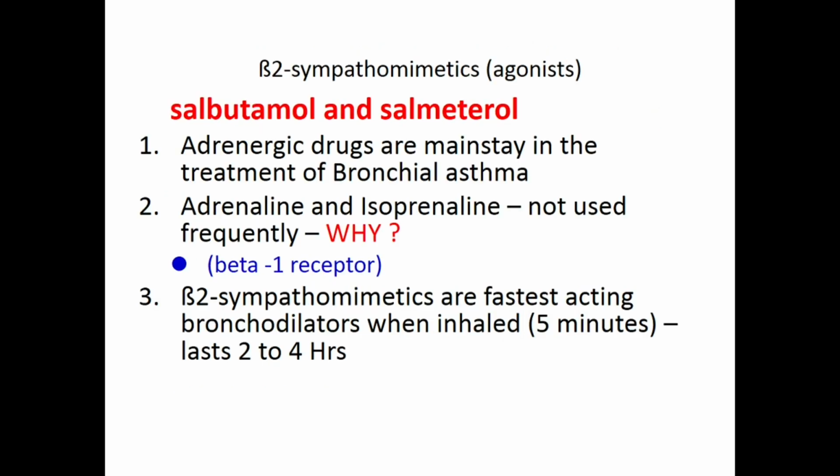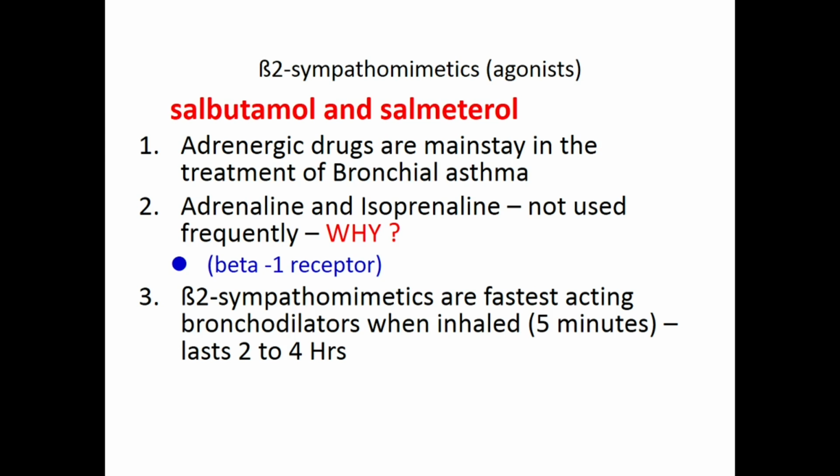First we come to the mechanism of action of beta-2 sympathomimetics, or beta-2 adrenergic drugs, or beta-2 agonists. I'm not talking about antagonists, I'm talking about agonists. That means they will stimulate beta-2, which is present where? In the bronchial smooth muscles.